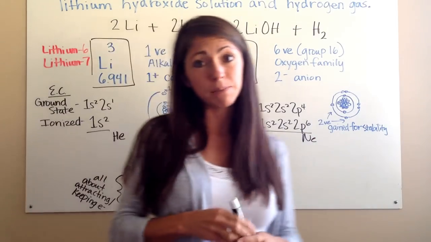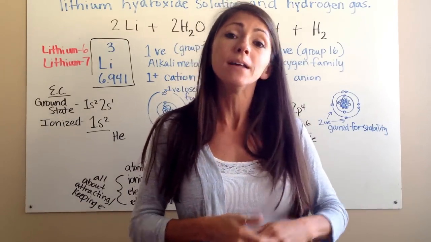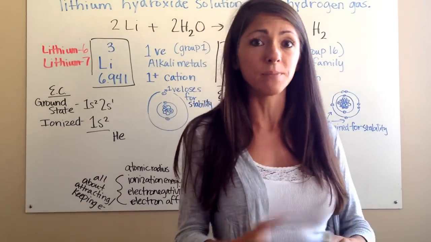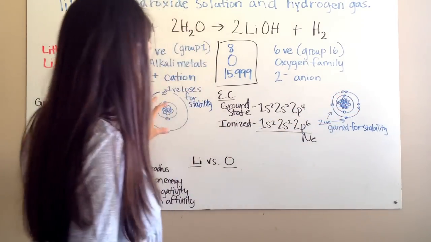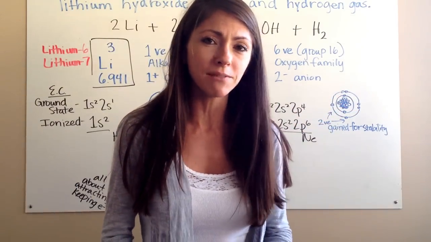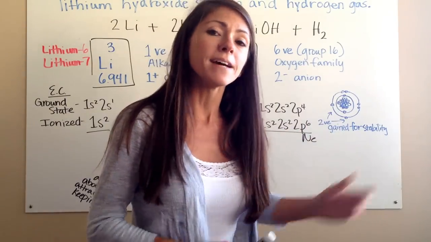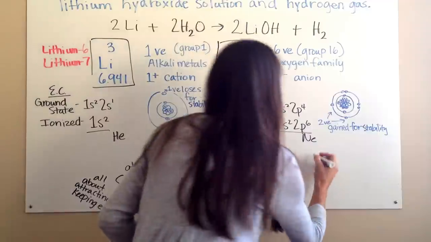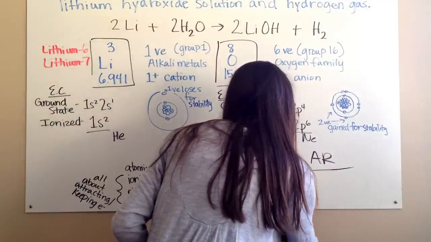But that makes sense because they become stable, and since noble gases are always stable, they're going to mimic their electron configuration. Also notice how oxygen and lithium, even though they both have two energy levels and they're both in the same row, doesn't oxygen look smaller? That's because atomic radius increases as we go this way on the table and down.